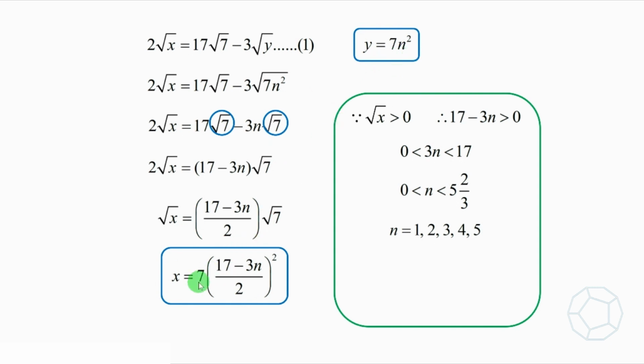Now, 7 is an odd number. It cannot cancel with 2. So for x being a positive integer, 17 minus 3n should be divisible by 2. We don't have many choices. Putting the 5 values of n inside, n can only be 1, 3, or 5. Great, everything is ready.